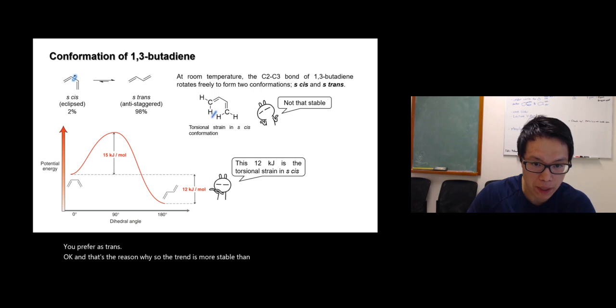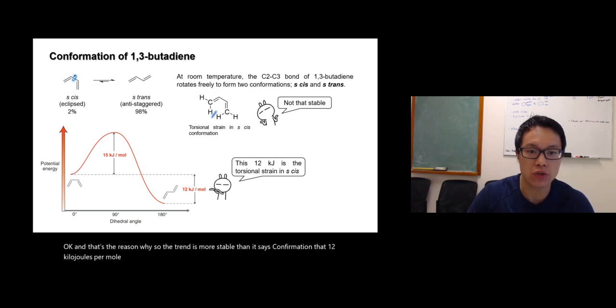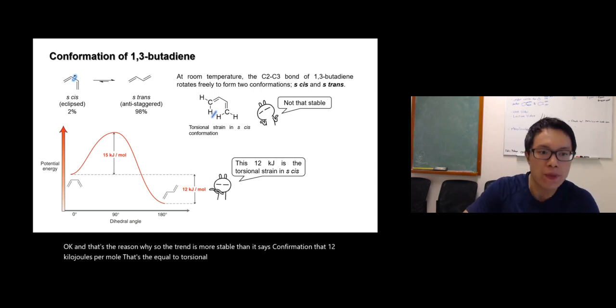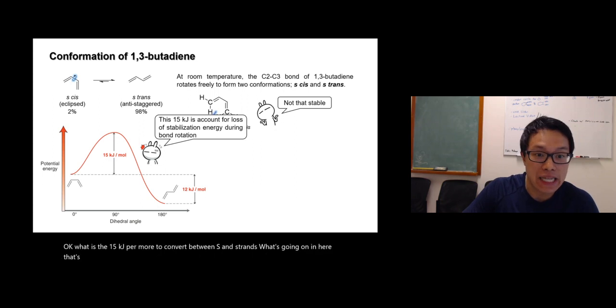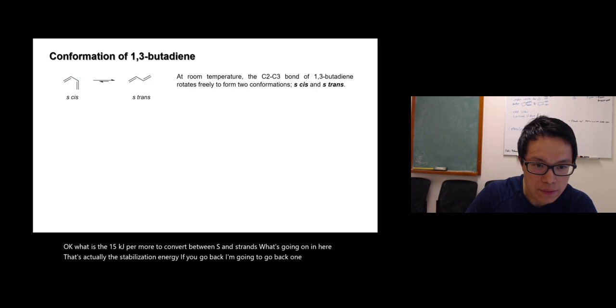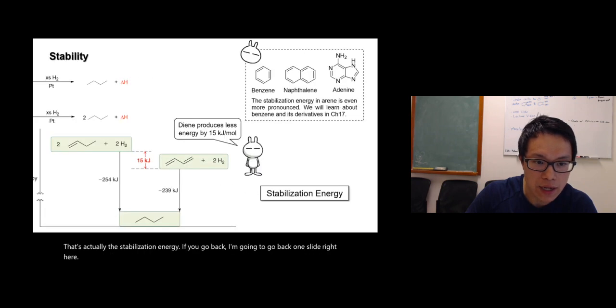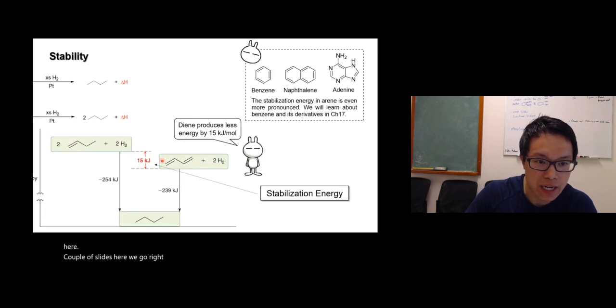That 12 kilojoules per mole is equal to the torsional strain. Now, what is the 15 kilojoules per mole to convert between S-cis and S-trans? What's going on in here? Well, that's actually the stabilization energy. If you go back a couple of slides, here we go, right there. That's the stabilization energy, 15 kilojoules per mole.